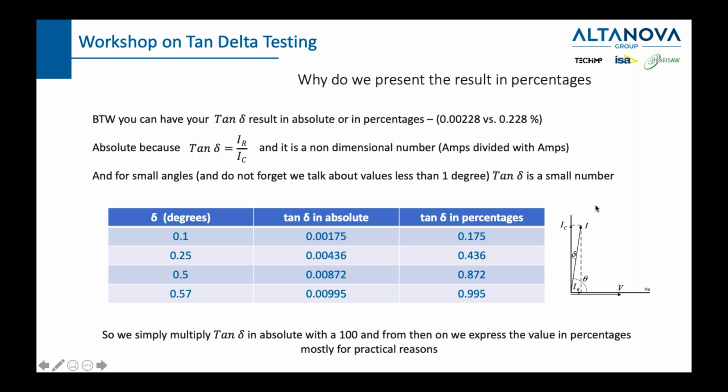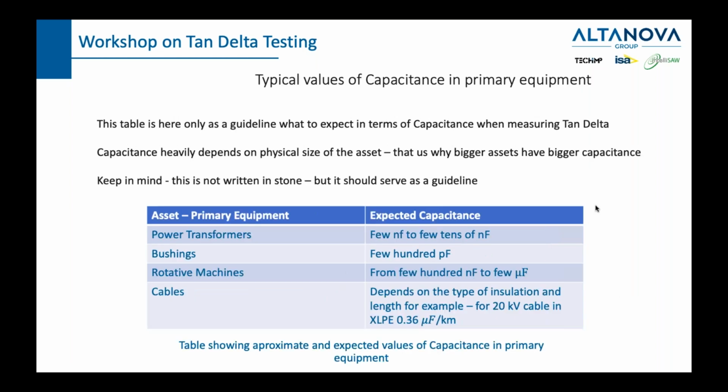Now, I will show you a new slide. This is the slide I have not shown this morning to the guys and girls, because I was requested by my colleague to make this. I've put this here because I think it's a good idea to have an idea how much we should expect when it comes to capacitance from different assets. So this is kind of a guideline, what capacitance we should expect when we talk about power transformers, bushings, rotative machines or cables.